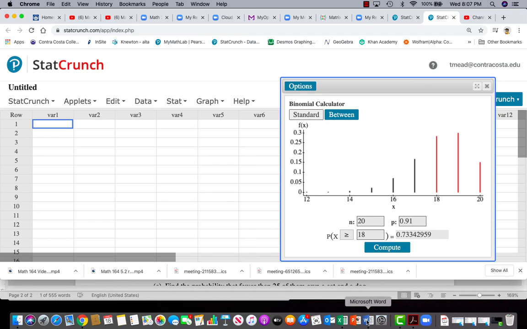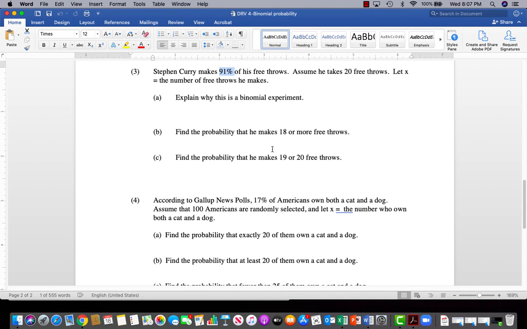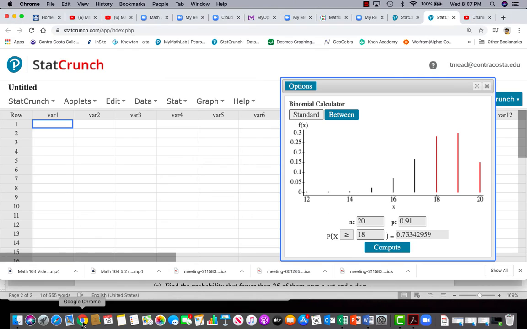Let's go back and look. So 18 or more free throws, that's 0.7334. Find the probability that he makes 19 or 20 free throws. Okay, 19 or 20. We could change this to greater than 18. It's 0.45. Or it could be greater than or equal to 19, also 0.45. Okay, those mean the same thing.